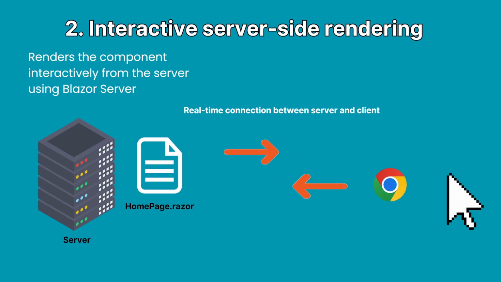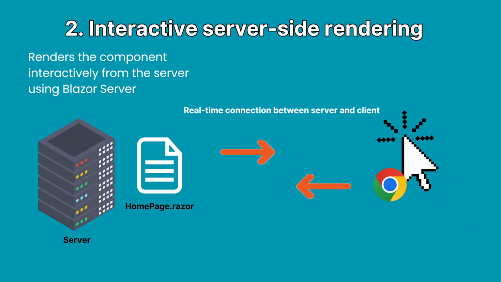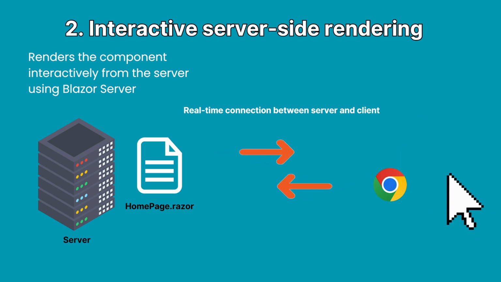Now, interactive server-side rendering. For interactive server-side rendering, it renders the component interactively from the server using Blazor Server, right? So the user interactions, as we see here, are handled in real time. This is so amazing. They are handled in real time via a WebSocket, a SignalR WebSocket connection, right? And the button, we'll look at a code example very soon.